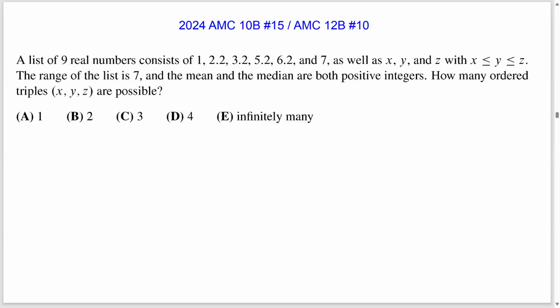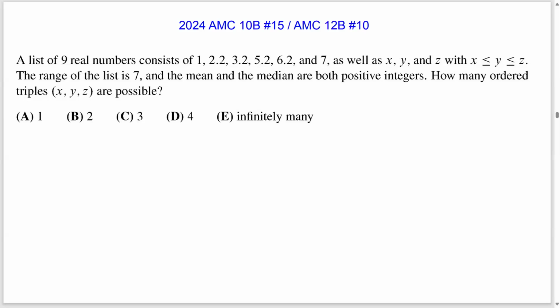A list of 9 real numbers consists of 1, 2.2, 3.2, 5.2, 6.2, and 7, as well as x, y, and z, with x less than or equal to y less than or equal to z. The range of the list is 7, and the mean and median are both positive integers. How many ordered triples x, y, z are possible?